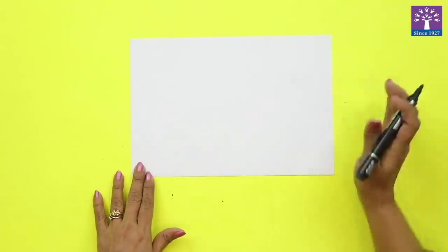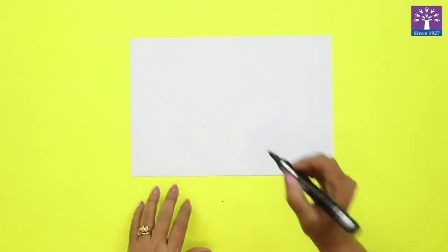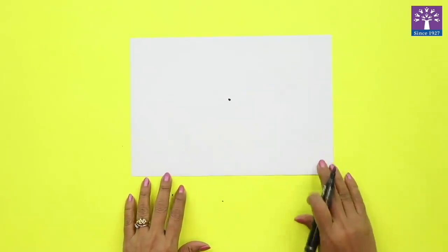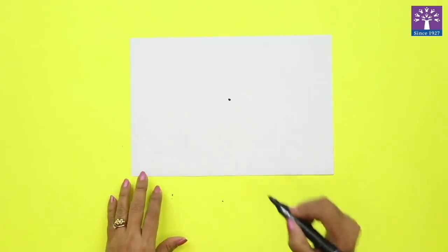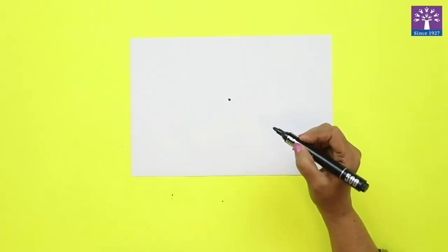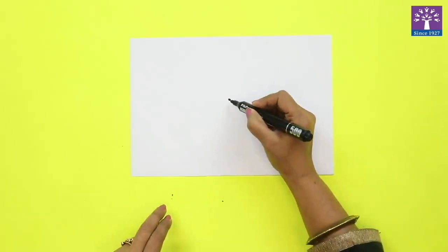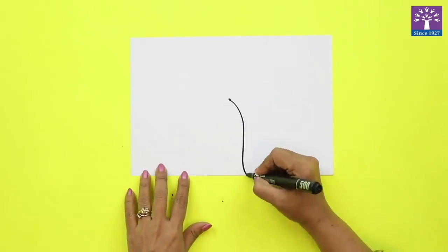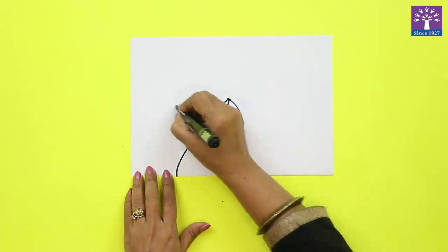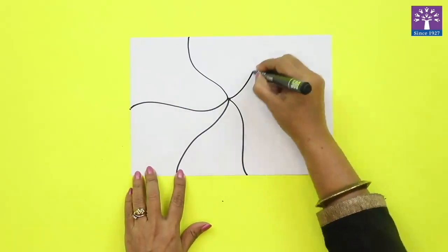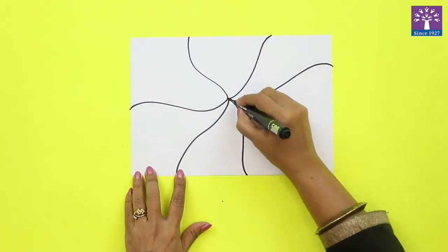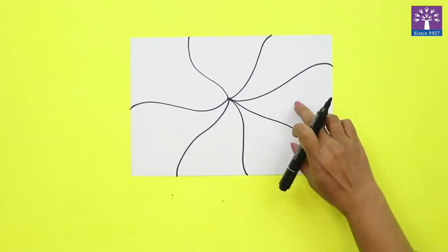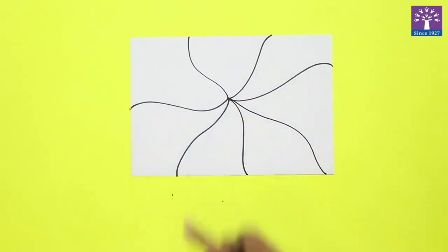So let's begin. On your drawing sheet, draw a dot in the center of your page or your drawing sheet. Next, we'll draw 7 uneven lines from the dot till the edge of the page. So here we have 7 parts. 1, 2, 3, 4, 5, 6 and 7.